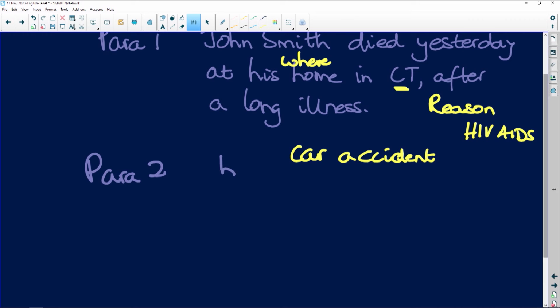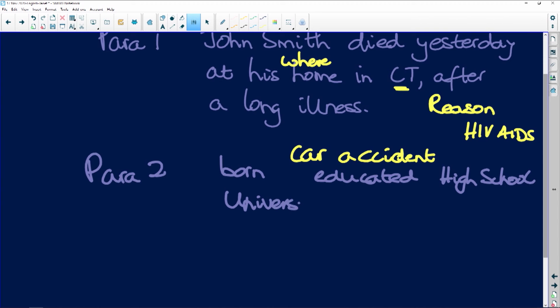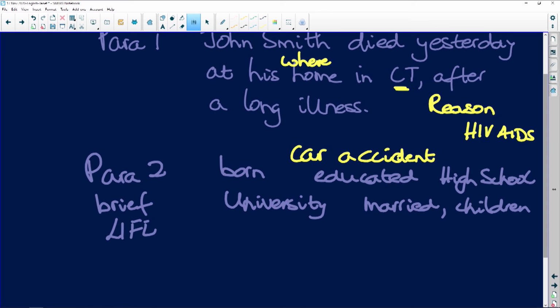Here you put born in Cape Town, educated at whatever high school, university, whatever it is, started his own business. This is sort of life. So if the person was married or had any children or whatever. So this is a brief outline of the most important aspects of the person's life, but keep it short.